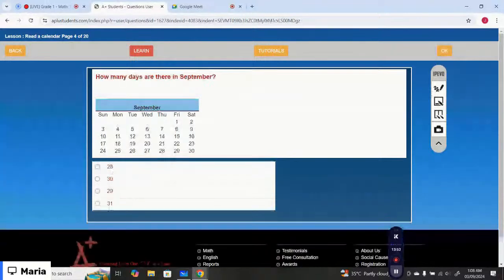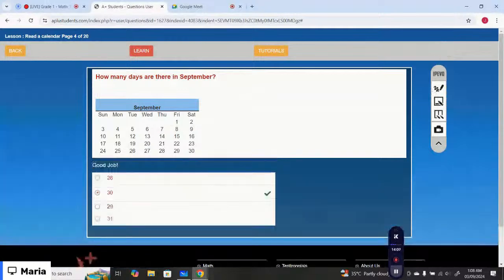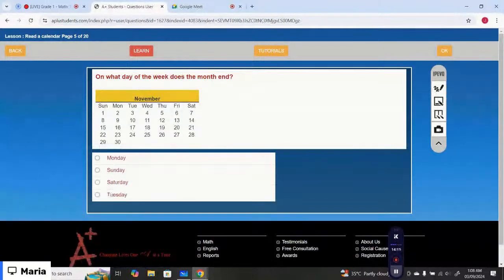Okay, the next one is how many days are there in September? So you have to see how many days. So the last day of September is 30, right? That means there are 30 days in September. So the correct option is 30. Got it? You just have to see the calendar carefully. All the information is given on the calendar.